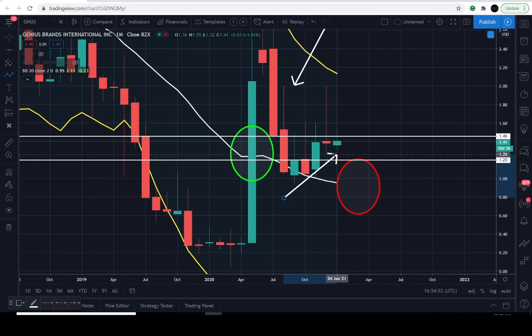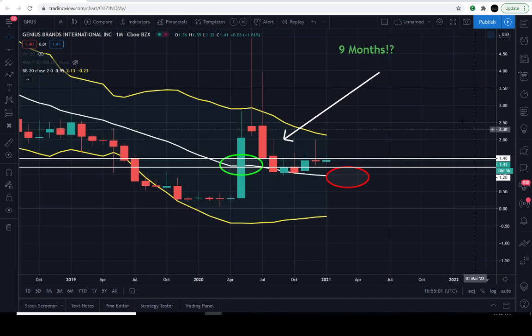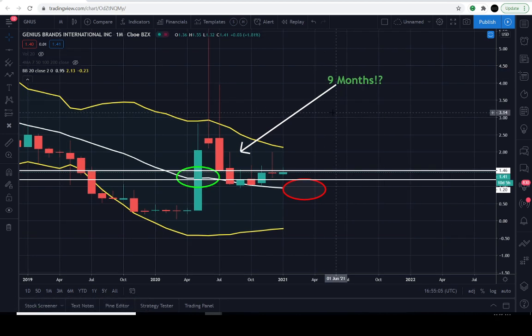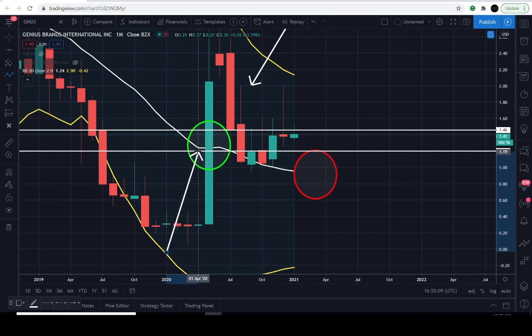And remember, guys, I'm still invested in this. I have to give you both scenarios here. But let's focus on what we've come here today for: the 9 months and this arrow here. We have 9 months above this white line. Remember, just paying attention to this white line here.